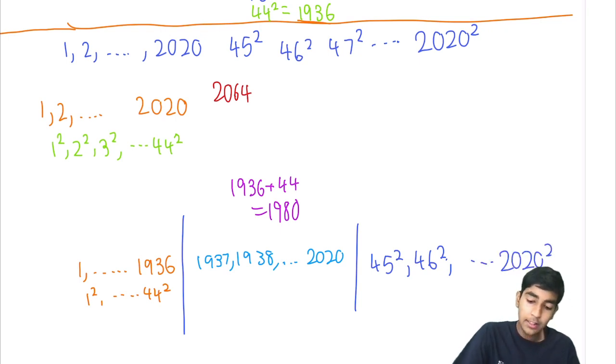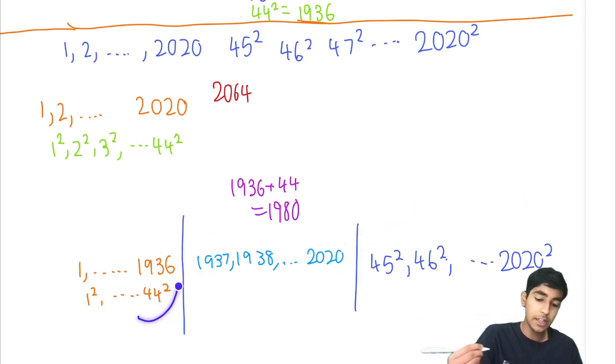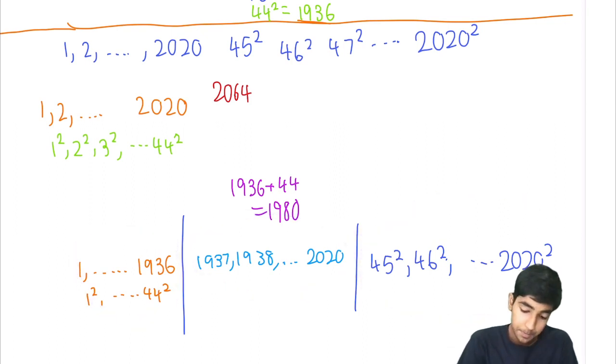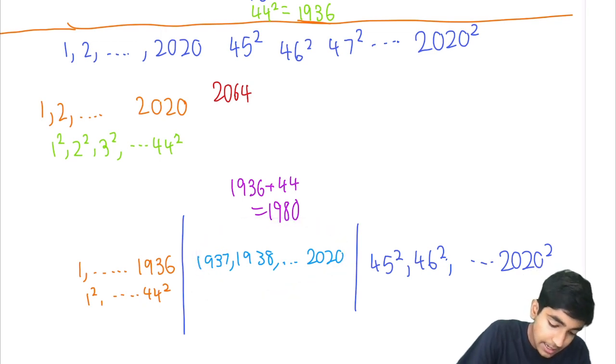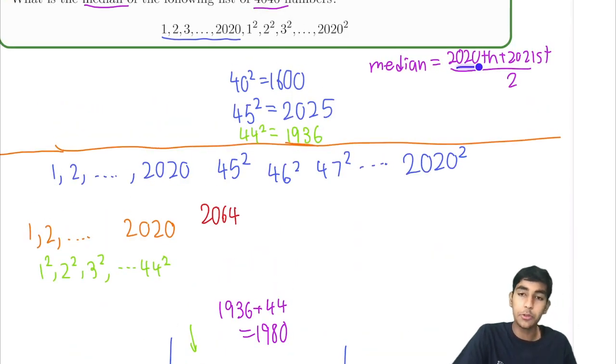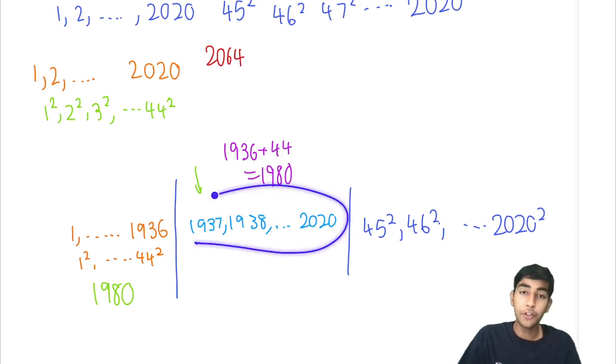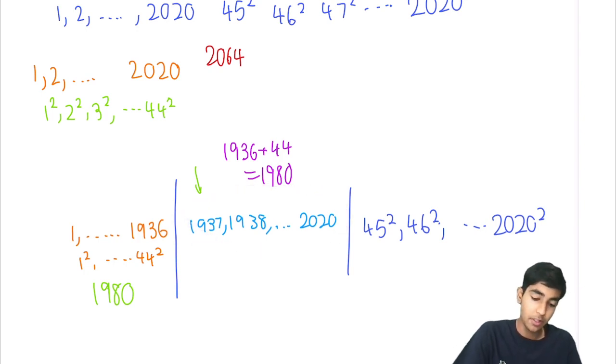All the numbers on the right side are much larger than all the numbers on the inside, which are much more than all of these numbers here. So the median is going to lie somewhere here because there's 1980 numbers here. In order to find the median, we need to find, remember, the 2020th and 2021st terms. So we essentially need to find the 40th and 41st numbers from these ones.